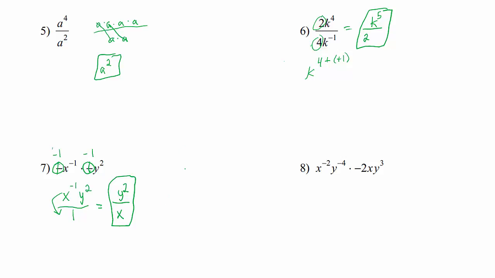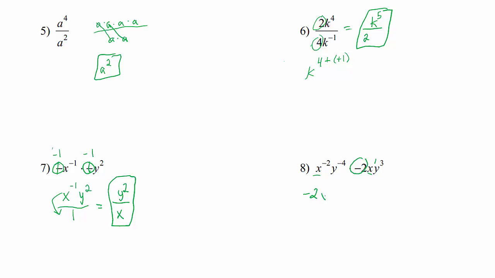Number 8. The only number we have is this negative 2. There aren't any other negatives, not counting what's in the exponents, because negatives in the exponent don't affect negatives that are outside of exponents. So this negative 2 is going to need to be at the beginning of our answer. Then we'll combine our x's. Remember that if it doesn't have an exponent, it really has an exponent of 1. I'm going to add these because they're being multiplied together.